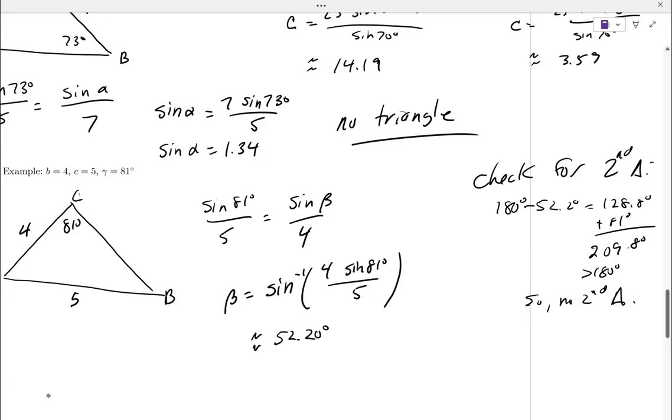All right. But again, I would always check for that second triangle before you go any further with the problem. And again, the only time you have to worry about checking for a second triangle is if you're finding the angle first using the law of sines. There will be problems in the next section where we'll find the angle first using the law of cosines. You don't have to check for a second triangle there. You only have to do it in finding the angle first using the law of sines. It's the only time you have to worry about it. Okay?